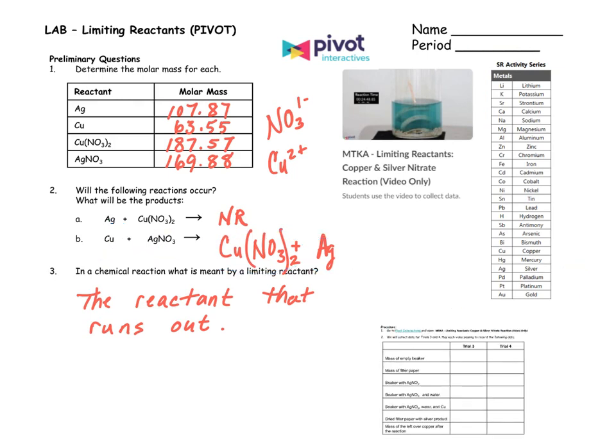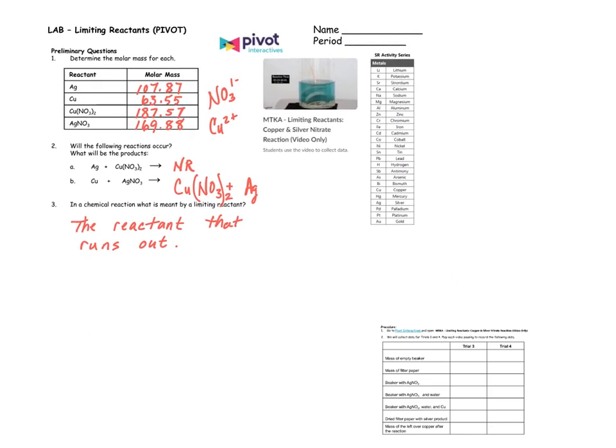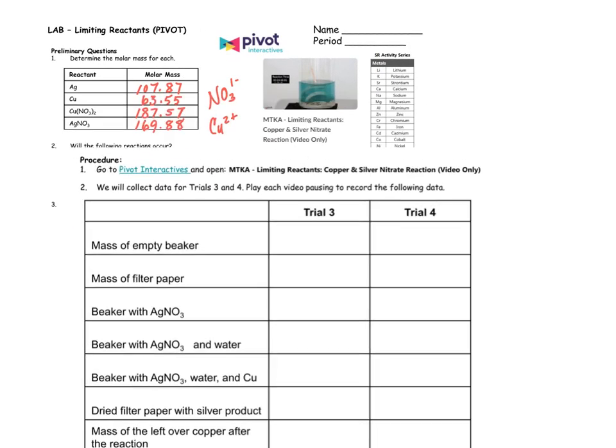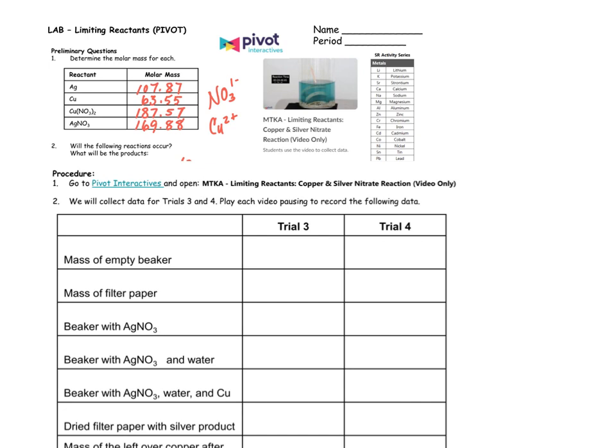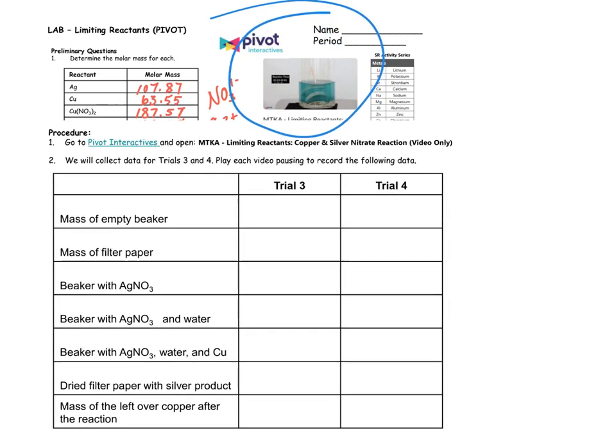To collect data for this lab, we have to go to Pivot Interactives and look for the lab called MTKA, Limiting Reactants, Copper and Silver Nitrate. And you're going to watch a number of videos, and for trial 3 and 4, you're going to collect this data right here.